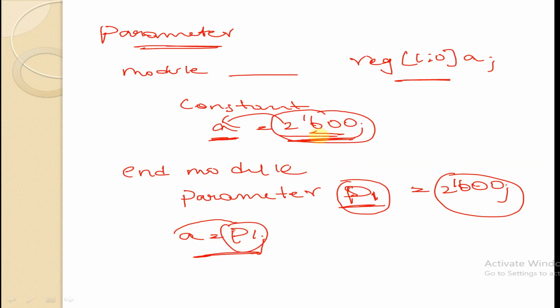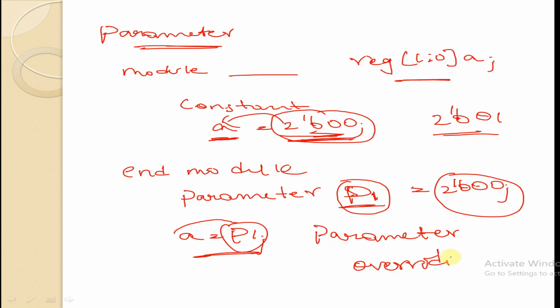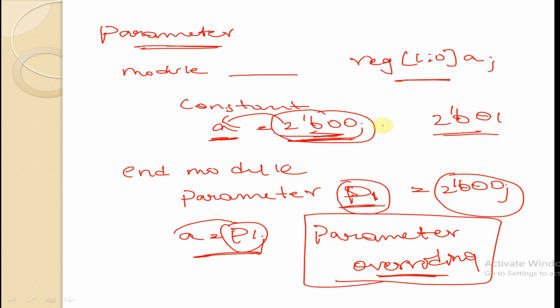Instead of 2'b00, we can also modify this value to 2'b01 by using parameter overriding techniques. By using these parameter overriding techniques, we can also modify the value of this parameter. So it will help us for modifying the value also.